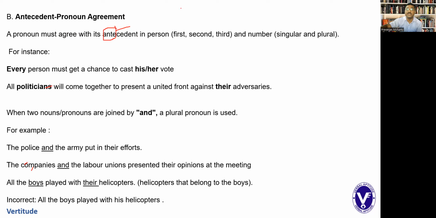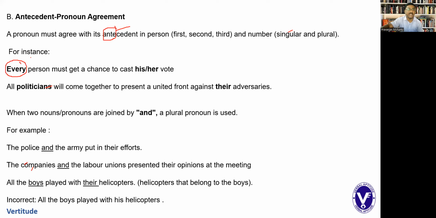A pronoun must agree with its antecedent in person and number. For instance, every person gets a chance. So what is the pronoun's antecedent? Ante, as I said before, means before.